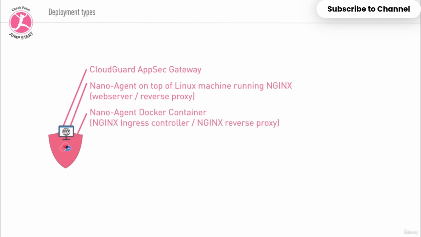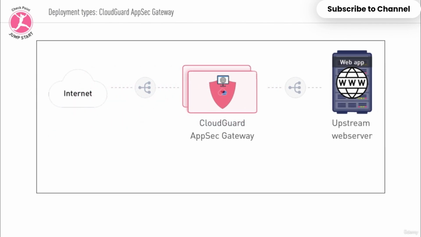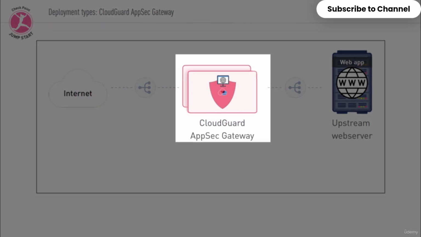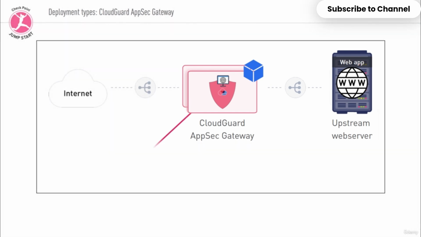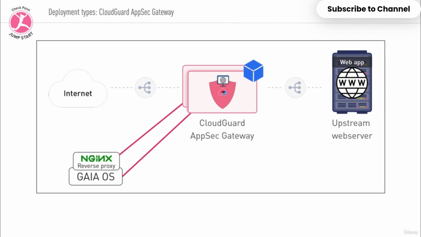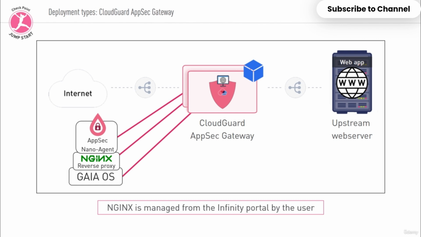Let's elaborate. When implementing AppSec via the CloudGuard AppSec Gateway, we have a CloudGuard AppSec Gateway virtual machine deployed in front of the web server to be protected. It runs on a Checkpoint Gaia operating system as a secure OS with an Nginx reverse proxy and an AppSec Nano agent, which is the core of the solution. In this deployment scenario, NGINX is managed from the Infinity portal by the user.